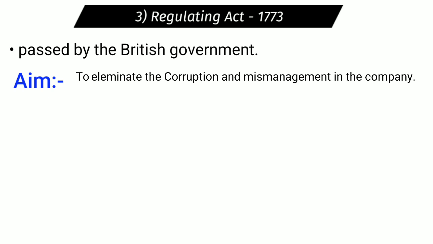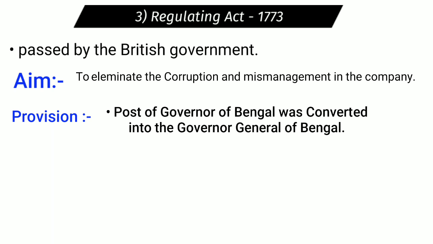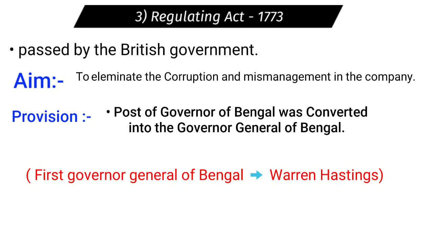So regulating means to have control. The main objective of this act was to regulate the affairs of the East India Company, for which the following changes were made. So the very first important change was that the post of Governor of Bengal was converted into Governor General of Bengal. Now here you're supposed to know who was the first Governor General of Bengal. So it was Sir Warren Hastings.